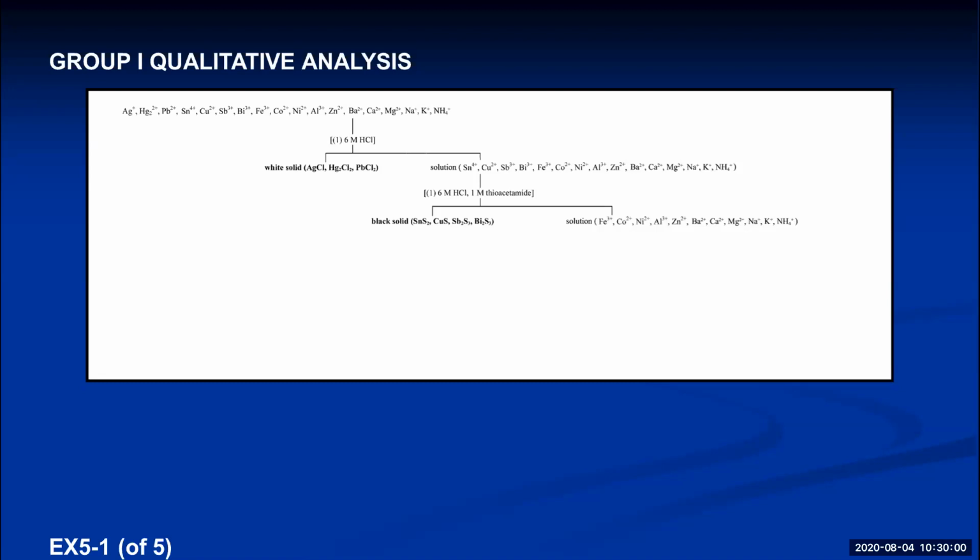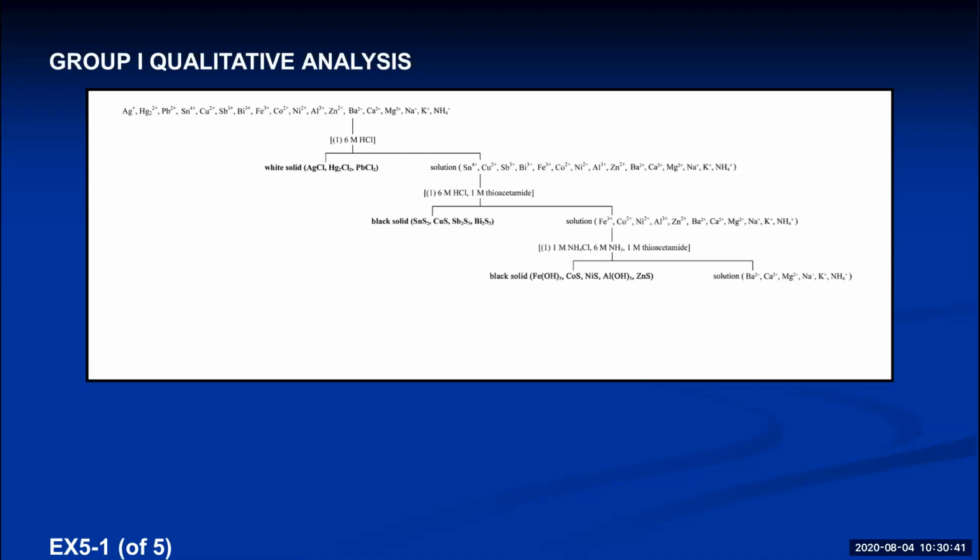If I take this solution, I continue to add thioacetamide to it, but I adjust the pH from acidic to basic by adding ammonia and ammonium chloride. I'll actually get another subset of those cations to precipitate. I'll precipitate out iron 3 as iron 3 hydroxide, cobalt 2 as cobalt 2 sulfide. I'll precipitate out nickel 2 sulfide, aluminum hydroxide, and zinc sulfide. Those particular cations that have precipitated out with thioacetamide in a basic solution are what we call the qualitative group 3 cations, and our third qualitative analysis experiment this semester will be to separate and analyze for those 5 different cations in that group.